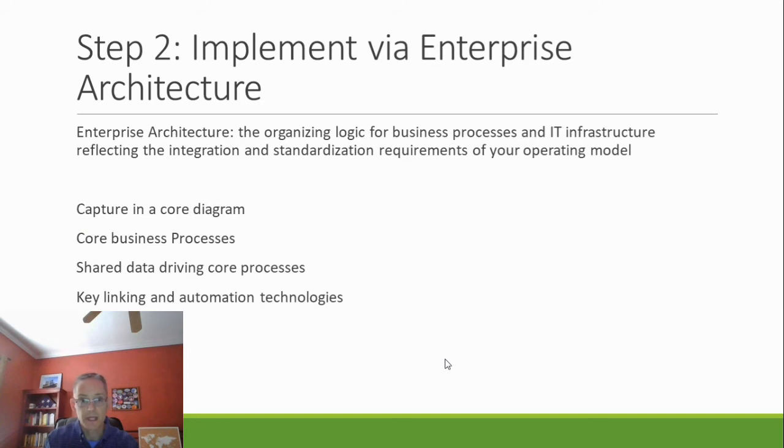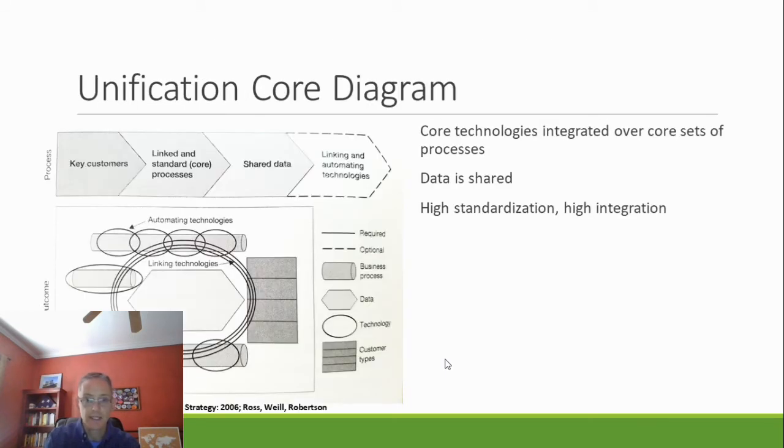Step two of this: implement your enterprise architecture, your organizing logic. Capture it in a core diagram, understand it, share the data driving those core processes, and identify your key linking and automation technologies and your key customers. I've got examples here, and this is straight out of your book; I literally took snapshots of it.